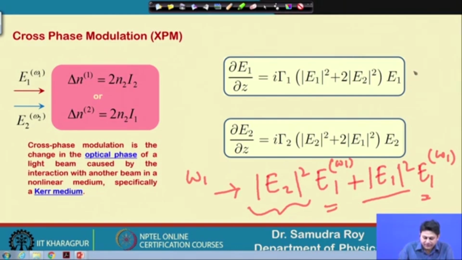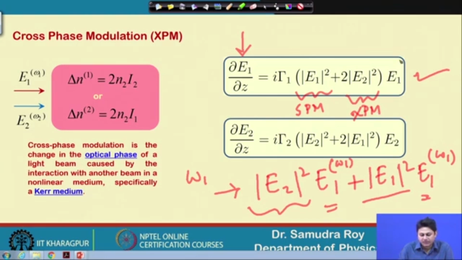If we look at the differential equation shown here, you can see a similar expression, with a factor of 2 because of the degeneracy factor. Why this 2 is here we have already explained in the last class. But remember that when I look at the self phase and cross phase modulation terms for E1, there is a |E1|^2 term and also a |E2|^2 term. The first term, |E1|^2, corresponds to self phase modulation, and the next term is cross phase modulation.